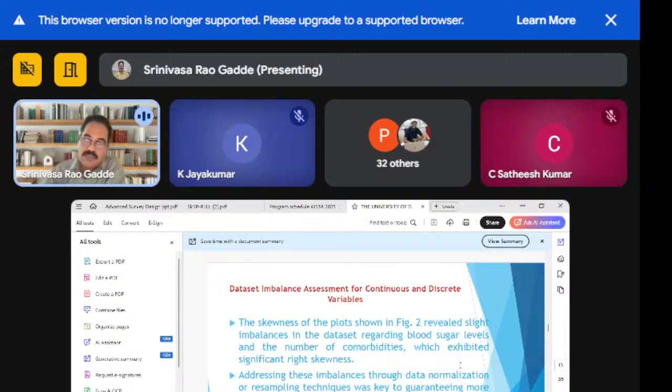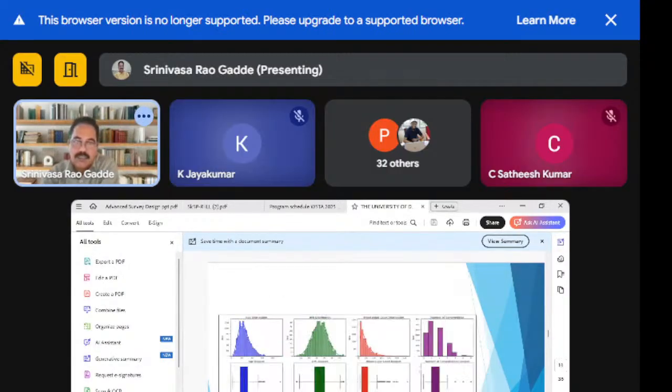The skewness of the plots is given in Figure 2, and we'll explain that later. This Figure 2 shows that we have taken the age distribution. The first one is age distribution, the second is BMI distribution, the third is blood sugar level distribution, and the fourth is comorbidities.